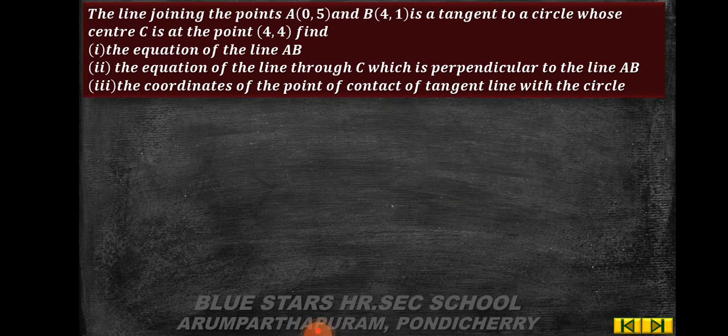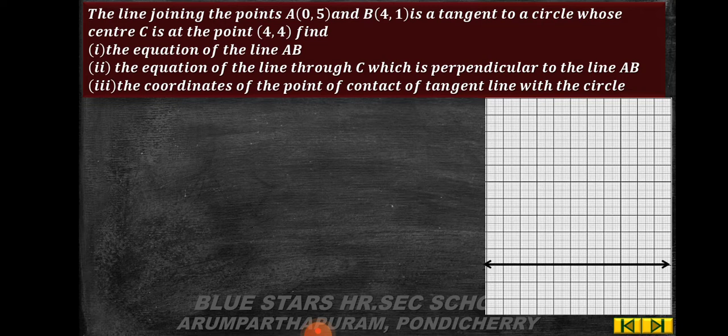Next one is example 5.37. This example number is missing. So example 5.37. The line joining the point A (0, 5) and B (4, 1) is a tangent to a circle whose center C is at the point (4, 4). Find first, the equation of the line AB; second, the equation of the line through C which is perpendicular to the line AB; and third, the coordinates of the point of contact of the tangent line with the circle.